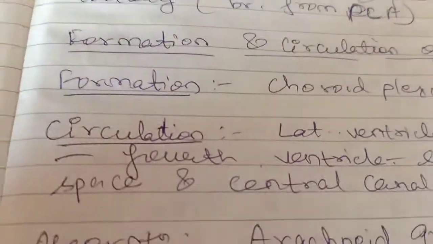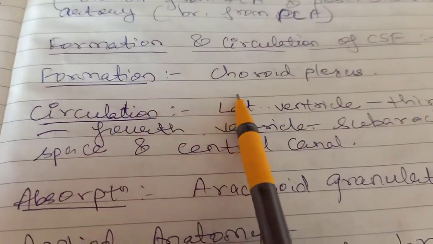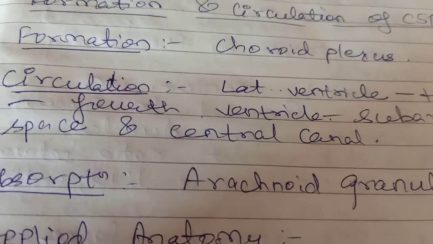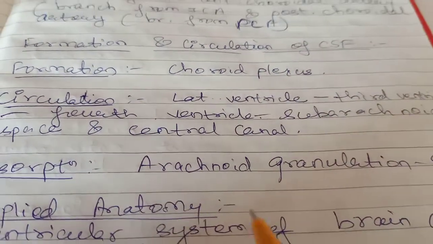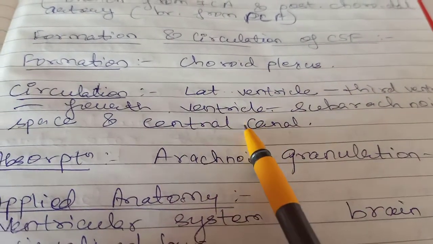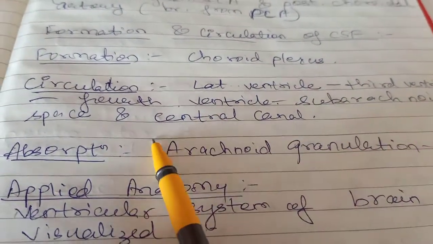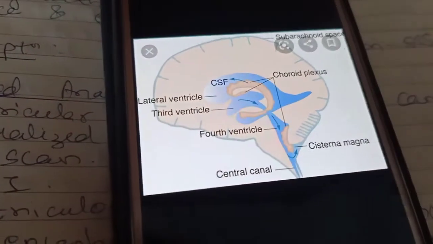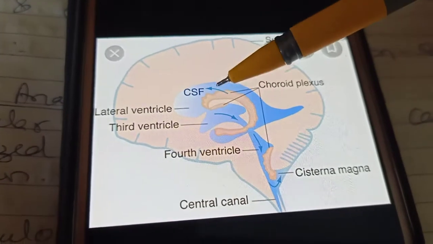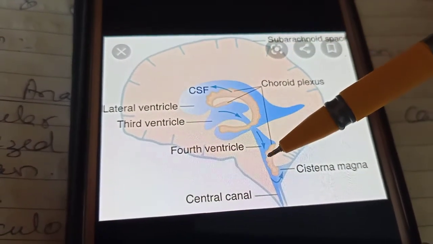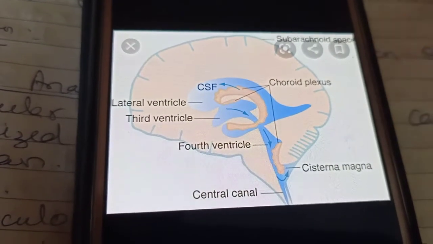Now, formation and circulation of CSF. This CSF is formed in the lateral ventricles. Then it circulates from the lateral to the third ventricle, then to the fourth ventricle, then the subarachnoid space and the central canal. So this is the flow which I have shown you. CSF secreted from the lateral ventricle goes to the third ventricle, and then to the subarachnoid space and the central canal.